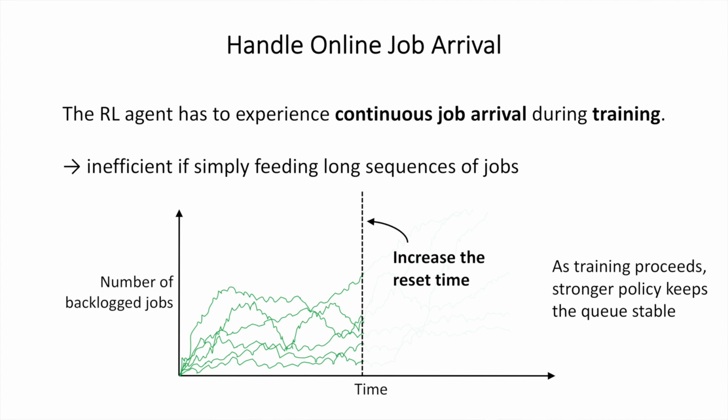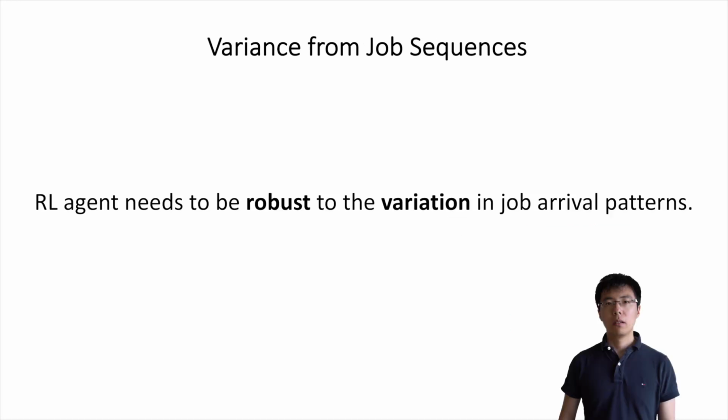This keeps the scheduling problem more challenging and steers the agent to learn stronger scheduling policies over time. This concept of increasing the learning difficulty level during training is a form of curriculum learning. The second challenge we discovered is more subtle.